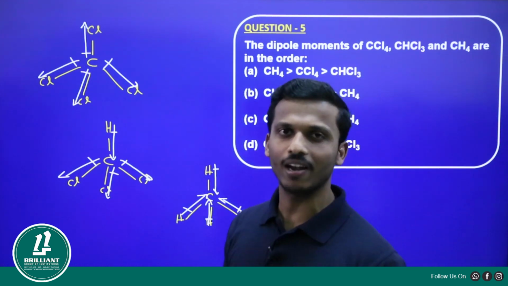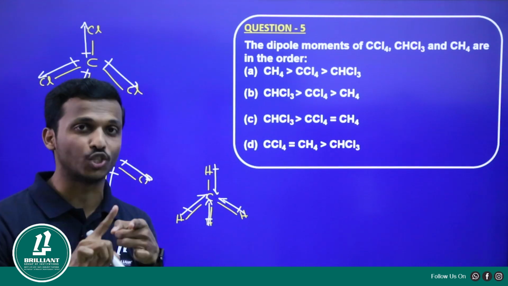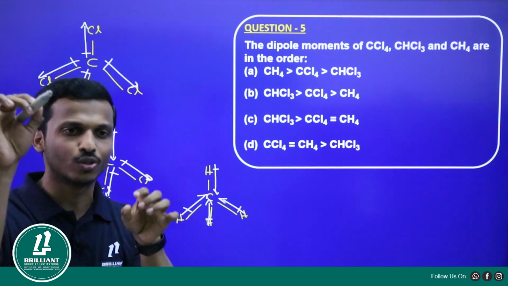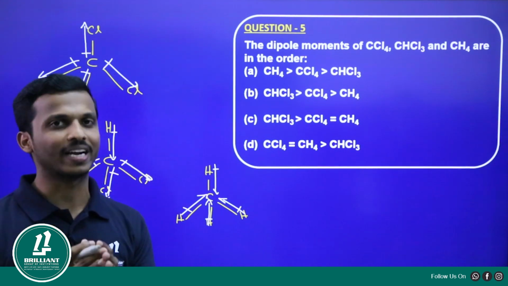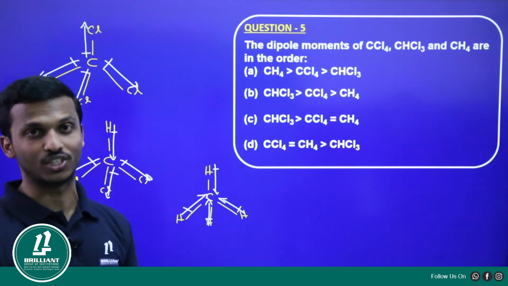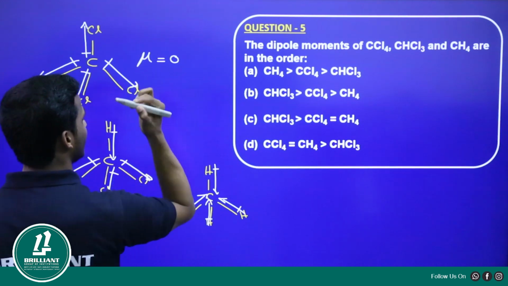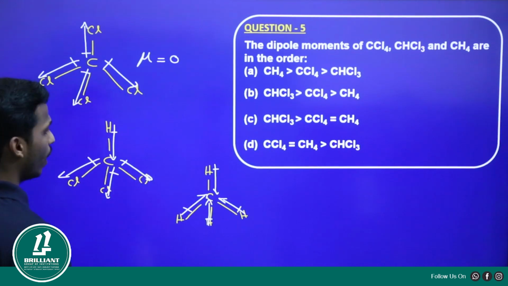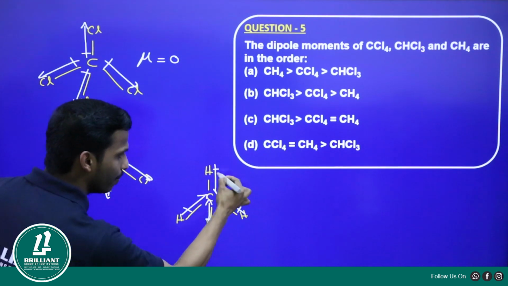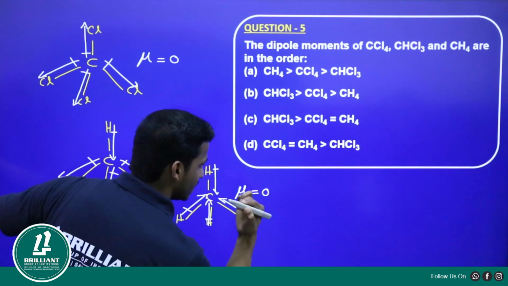In CCl4, all the chlorines, what happened? You studied that in tetrahedral geometry, if all the surrounding elements to the central atom are the same, their dipole moments will cancel each other. So all their dipole moments cancel each other, so the dipole moment is equal to 0. What about CH4? Here all the surrounding 4 elements are the same in a tetrahedral geometry, so its dipole moment will also be 0.